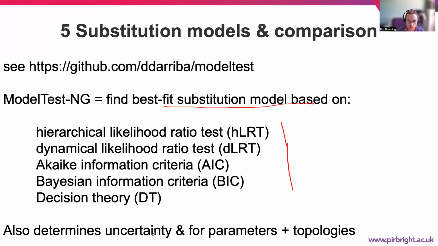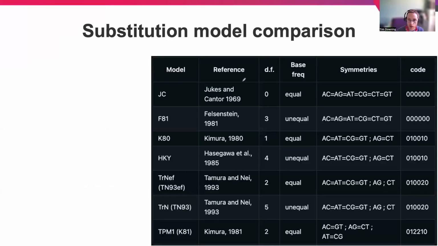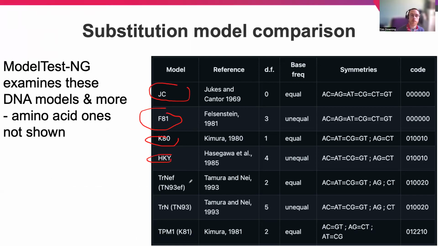This also determines the uncertainty parameters. So if we look at the substitution models that are possible, we have them listed here. You've got the Jukes-Cantor model, the Felsenstein 1981, the K80 Kimura model, and HKY, which are among the most popular ones. There are more models for amino acids, but they are not shown here.